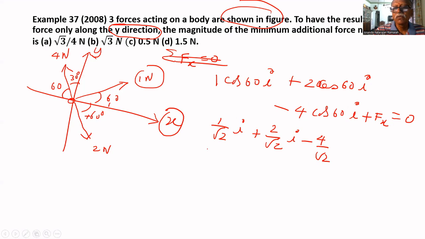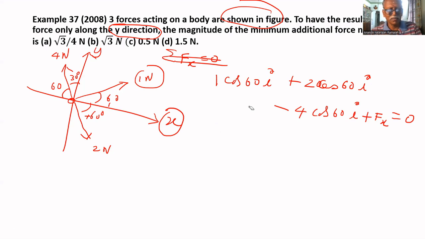Cos 60 equal to what? Sorry, cos 60 equal to root 3 by 2. Cos 60 means, sorry, 1 by root 2. Wait. I didn't remember this angle. You have to memorize. I'm an old man. Okay. Anyhow, cos 60 is 1 by 2.